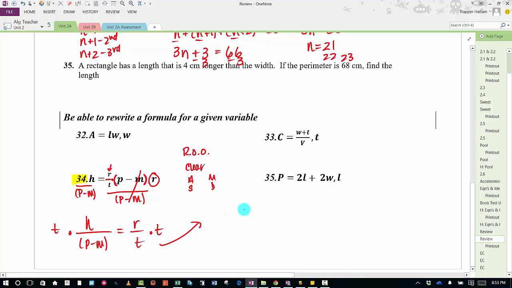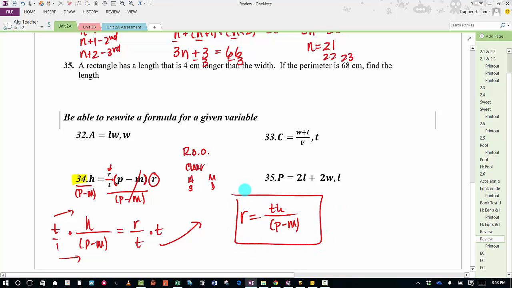I'll scooch over here, and what I'm going to find, I'm going to use my equality property that says I can flip sides, so I'm going to put r first. So, and this t is a multiplication. We know that if we've got kind of two fractions here working, I'd hate to say it that way, but it is, right? t times h is th over the quantity of p minus m. So there's your r rewritten formula, literal equation.